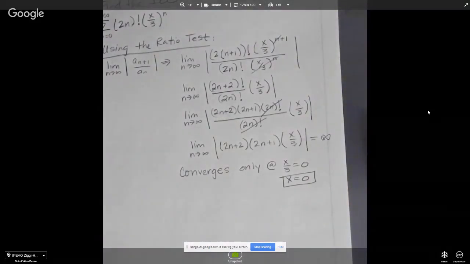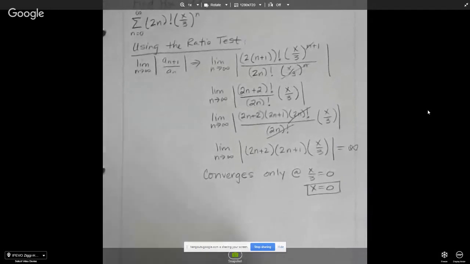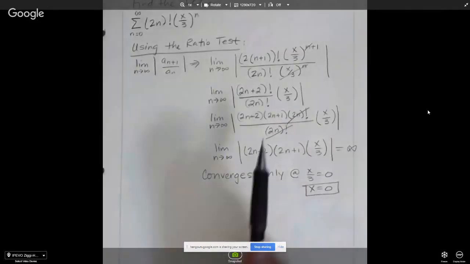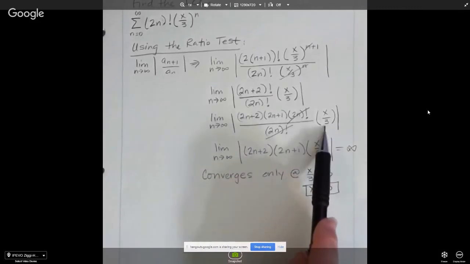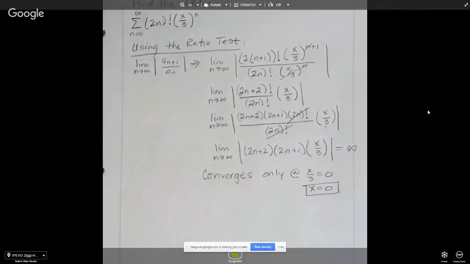Does that make sense? Yeah. So when you're doing these power series and you get the limit after the ratio test to be infinity, that's when it converges at a point? Yes. And it'll converge only when whatever's left, the x thing, is equal to 0. Okay.